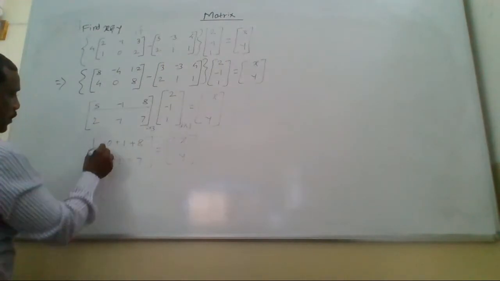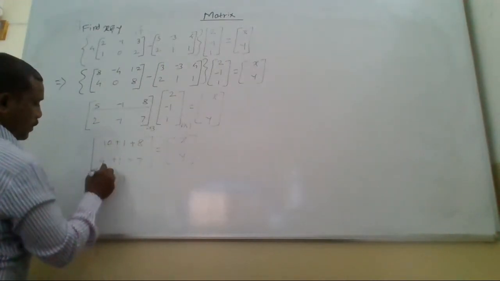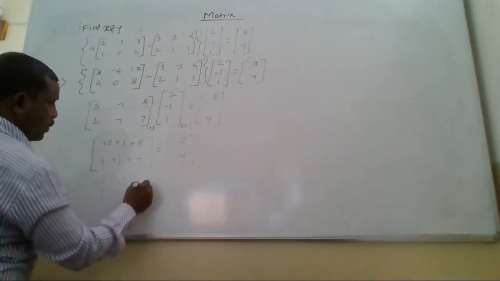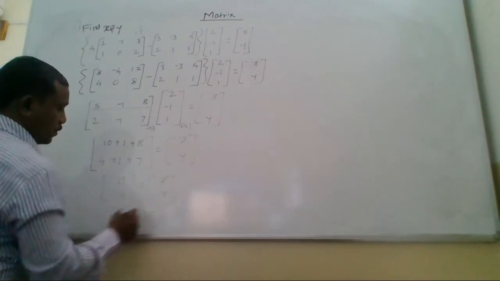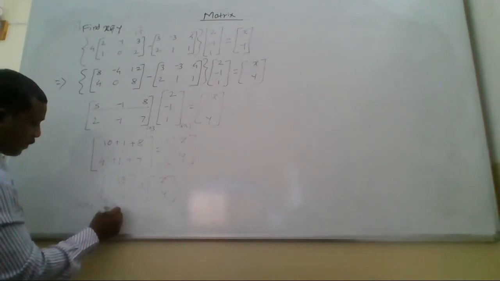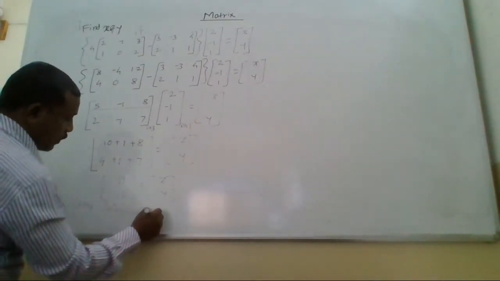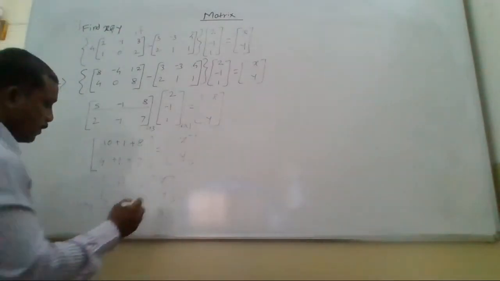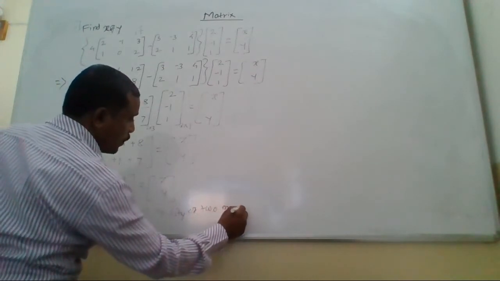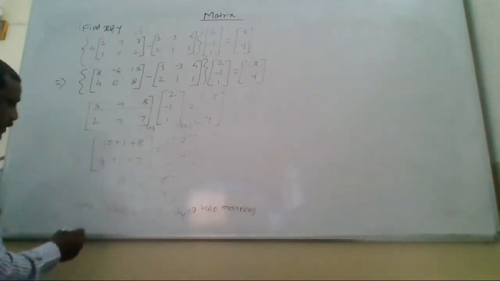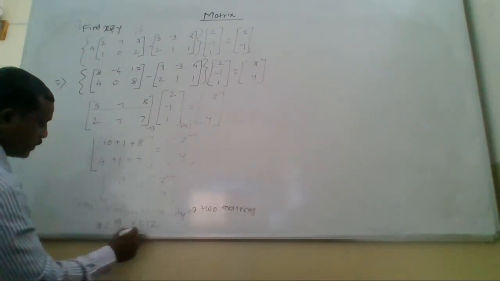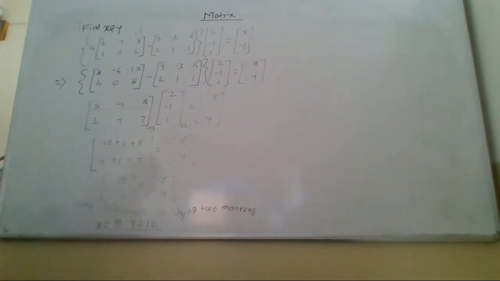So therefore 19 and 4 plus 1 5 plus 7, so 12 equal to x and y. So using definition of equality of two matrices, here x is equal to 19 and y is equal to 12. This is the answer. So using equality of two matrices.